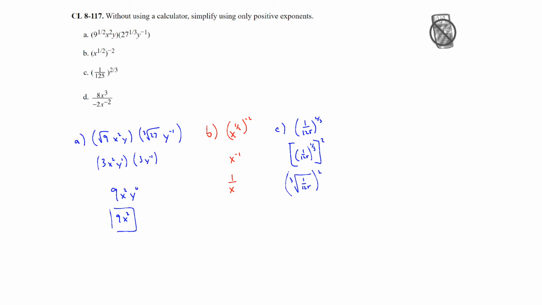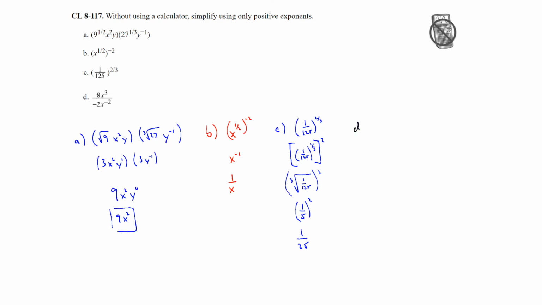When you have a fraction that you're trying to take the cube root of, you can take the cube root of both parts. So the cube root of 1 is 1, and the cube root of 125 is 5. So that would be 1/5, because 1/5 times 1/5 times 1/5 is 1/125, and then you can square it and get 1 over 25.